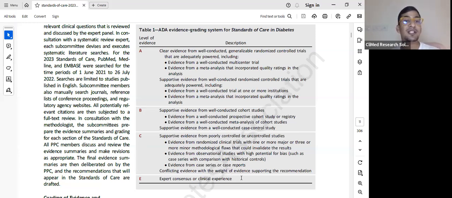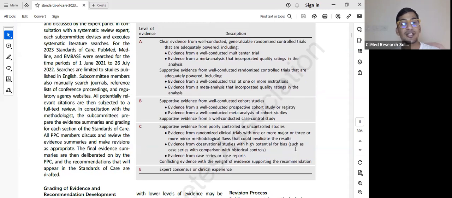You know why? Because this is just experience. This is not scientifically validated. Understand, this is not scientifically validated, but just a comment. This is just a statement based on experience. You cannot just take it through the guidelines, right? But yes, if there is nothing else, you can definitely consider it as a level E recommendation. Okay, then see, supportive evidence from poorly controlled or uncontrolled studies, like suppose cohort studies, maybe not cohort studies, suppose case control studies, or some other low level studies.